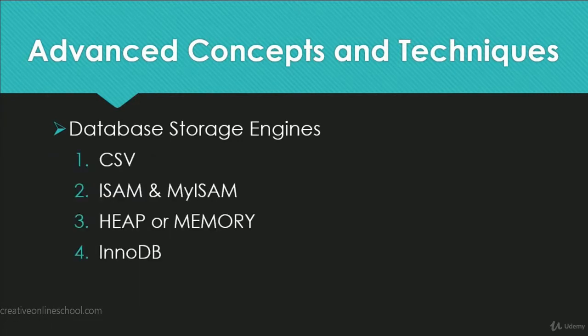In short, database storage engines are the things that power the queries that we run. Just like you have different engines in a sedan or a race car or a diesel because of the different purposes of those vehicles, databases can have different storage engines depending on their best use case. There are 4 primary database storage engines: CSV, ISAM and MyISAM, heap or memory, and InnoDB.